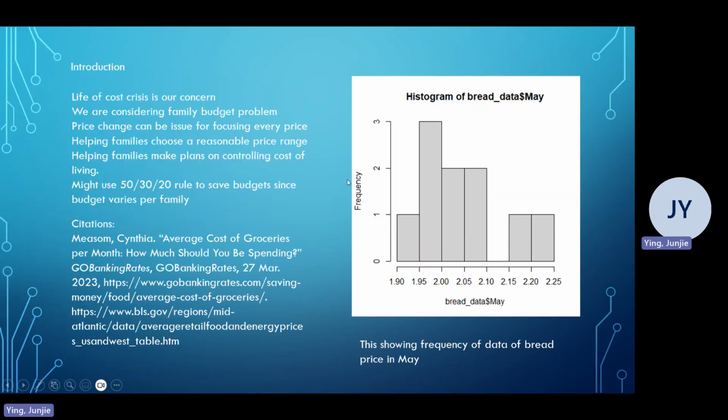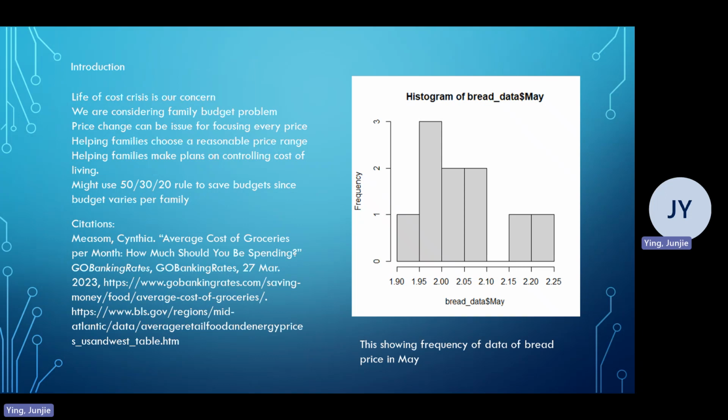My presentation here. The introduction is about the cost of living, which is our concern since the inflation crisis is going on, and we need to find a way to reduce the food cost, especially for some families. Families will be considering their family budget, and price change can be an issue. We will be focusing on everyday prices, and it will help families choose a reasonable price range and make plans on controlling the cost of living.